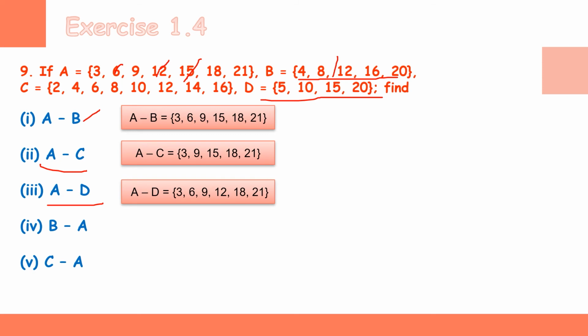Got it? B minus A. So similarly, from B, you just delete the elements of A. If you see, 4, 8, 12 will be there in both the sets. So 12 will not come. 16, 20. 4, 8, 16, 20.